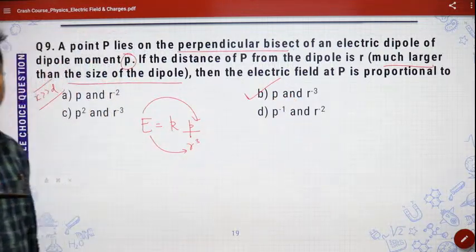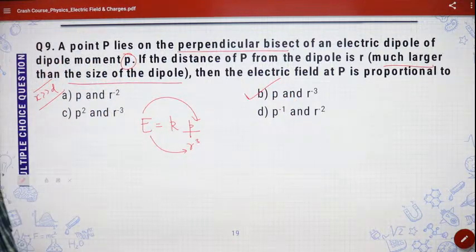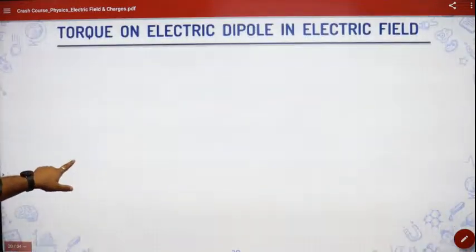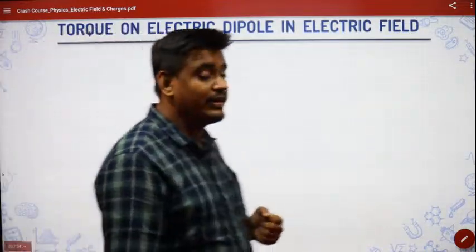Again, a very simple question. Don't expect this kind of question in the examination much. If it comes, it's your luck. Fine. So next, I'll go to torque on an electric dipole in an electric field.